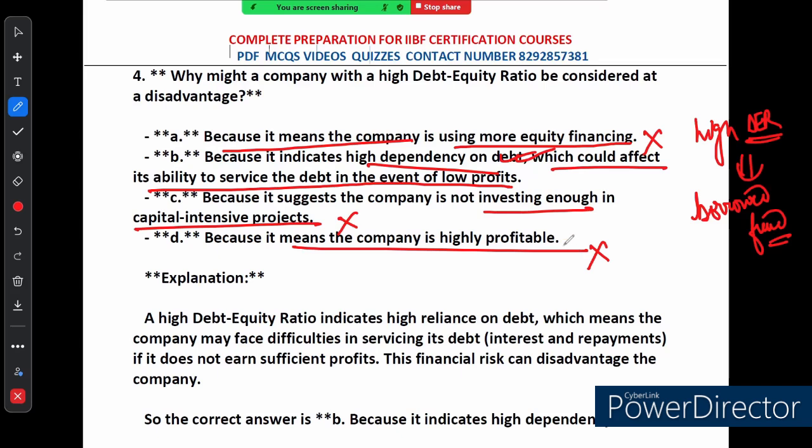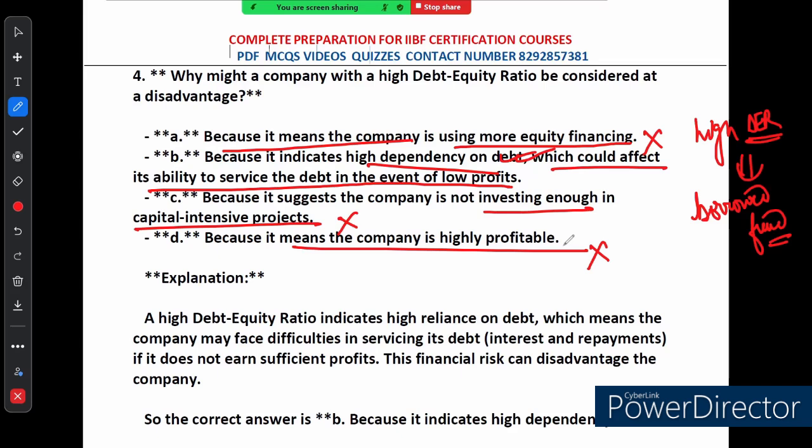Right, a high DER shows the company is heavily reliant on debt to finance its operations. While debt can be a cheaper source of funding than equity, especially when interest rates are low, it also comes with obligations like regular interest payments and eventually repaying the principal. If the company's profit falls, it might struggle to meet these obligations, leading to financial distress or even bankruptcy in several situations. That's why a high DER can be risky, and why companies with this kind of ratio might be at a disadvantage compared to those with a low ratio.